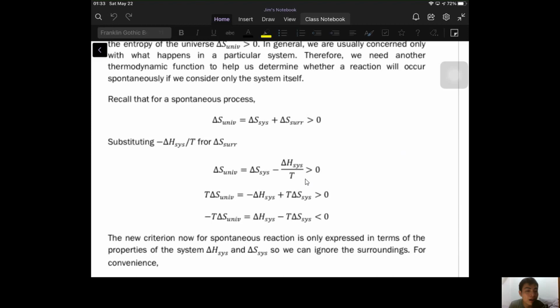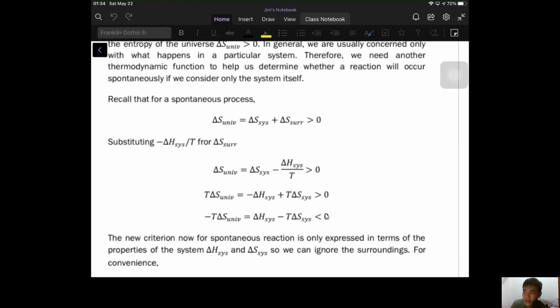Okay. So, you now have this equation. Then, you cross-multiply the T. Okay. Multiply all sides by T. So, you have T delta S universe equals T delta S system minus delta H. Okay? So, multiply everything by negative. So, you have negative T delta S universe equals delta H system minus T delta S system, if that is less than 0.